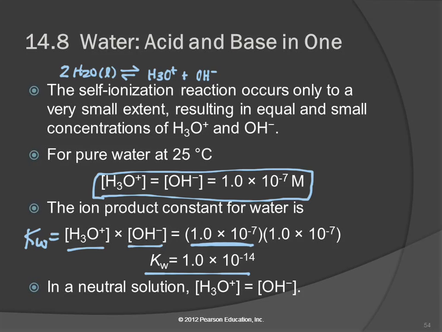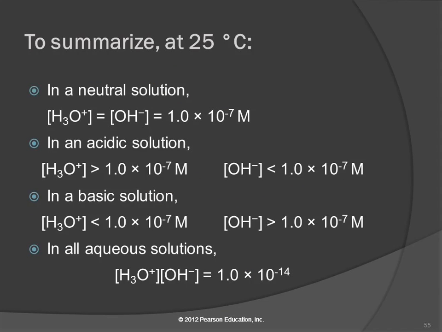So in a neutral solution, the concentration of hydronium equals the concentration of hydroxide. Because we haven't added any acids or bases, and the only hydronium and hydroxide ions present came from water. And if you get one, you get the other. So in a neutral solution, those are equal. And this is at 25 degrees Celsius. There are some slight temperature dependencies. We're not going to worry about that.